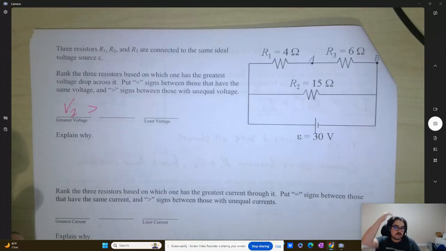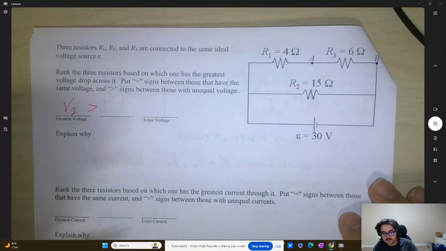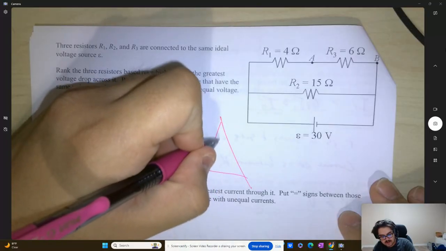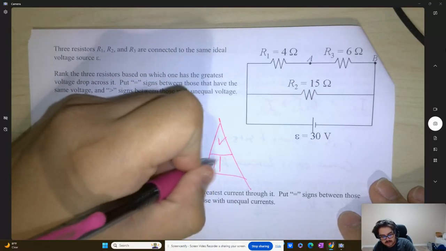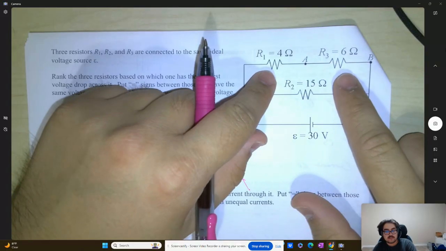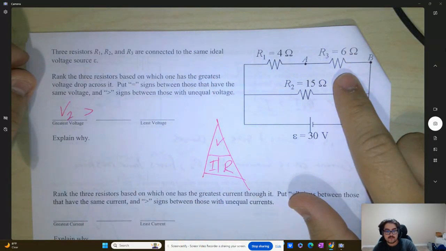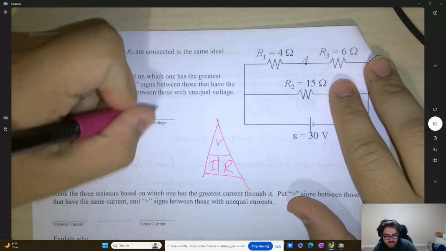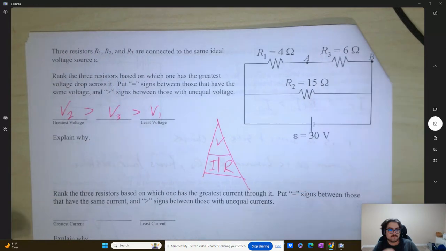And then we don't know about 3 and 1, right? Well, we can figure out about 3 and 1, because if we call upon the pyramid of knowledge, sorry, not reckoning, then you'll know that voltage is directly proportional to current and resistance. These two are going to have the same current because they're in series, but their resistances are different. So R3 would then be next, and then V1.